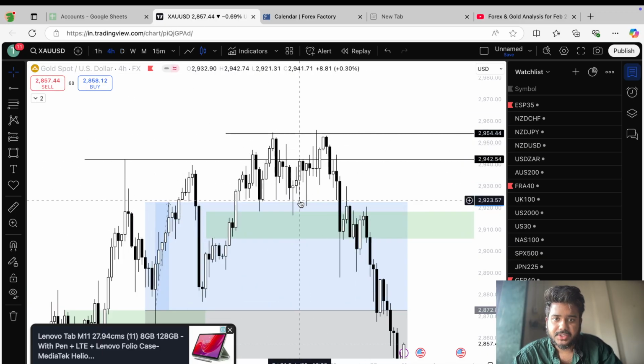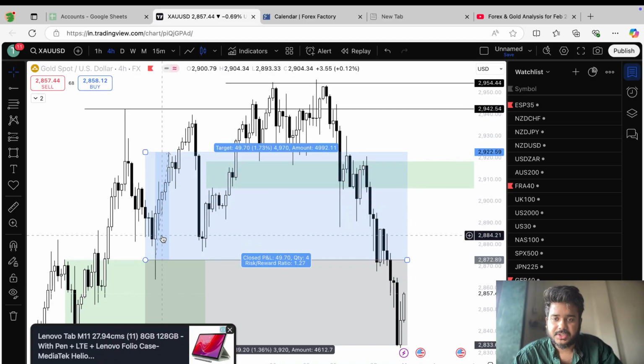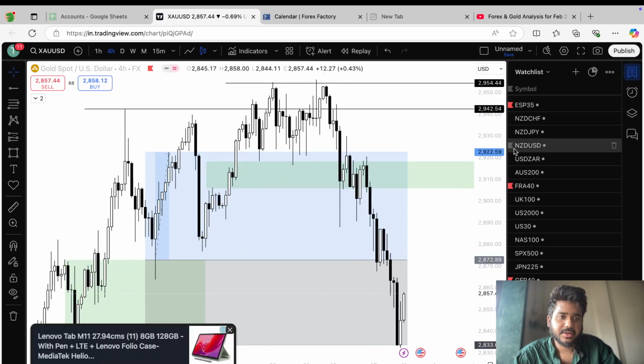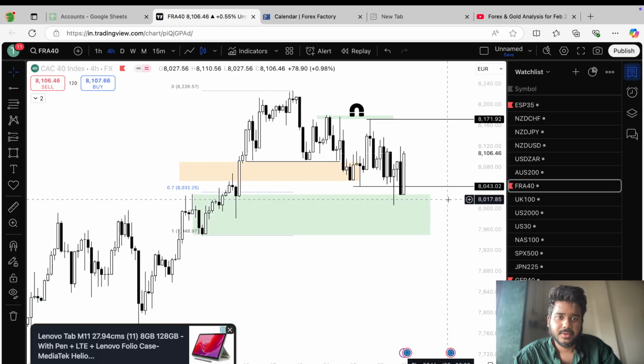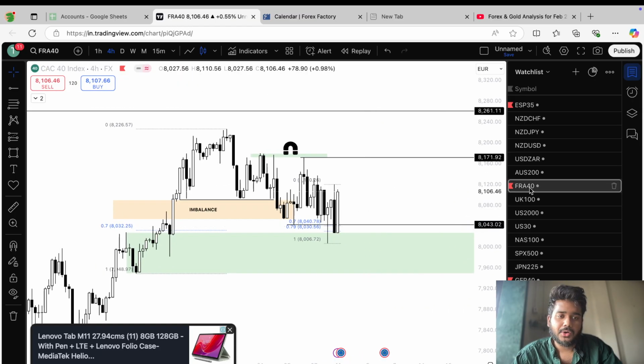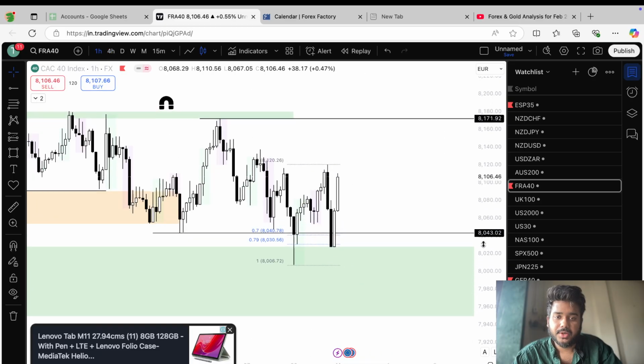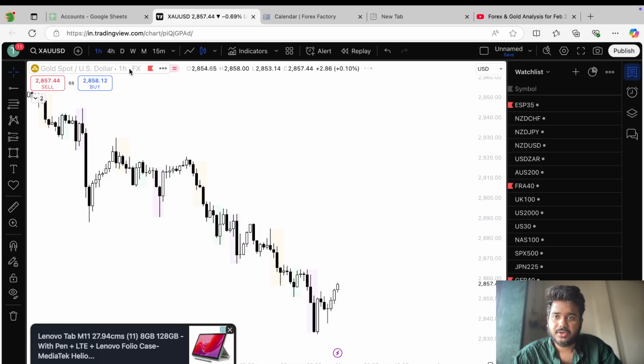This was one setup which I shared. This was another setup which I shared. So there were two setups which I shared, and this is the third setup as far as I remember. Out of three, I have taken two. The second gold trade I didn't take because I was not present on my screens.